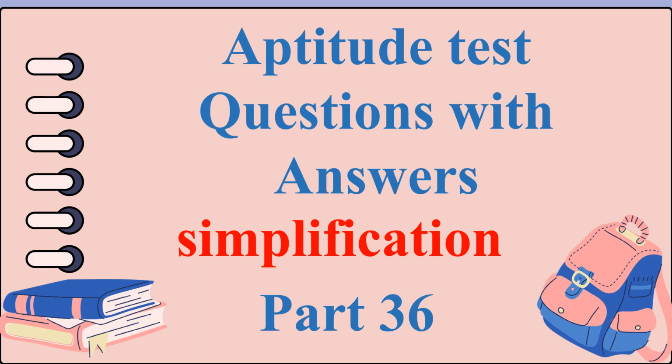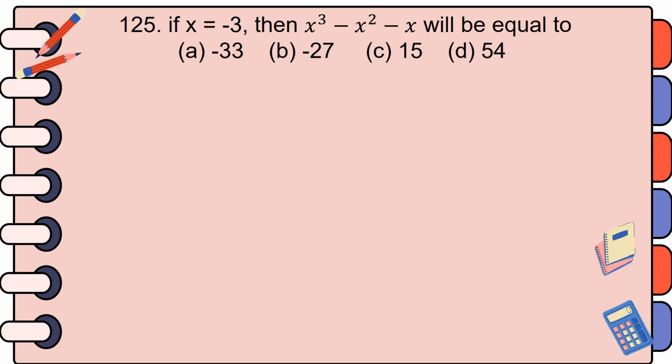Now let's go to the questions. Question number 125. It says that if x is equal to minus 3, then x cubed minus x squared minus x will be equal to: A, minus 33; B, minus 27; C, 15; D, 54. What is the answer for this question?